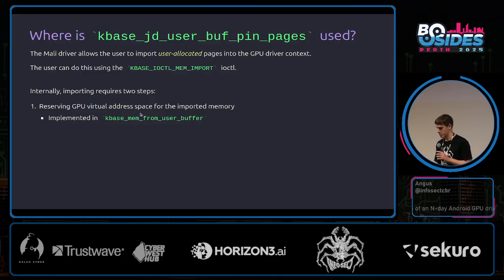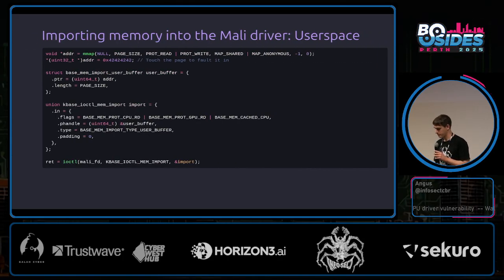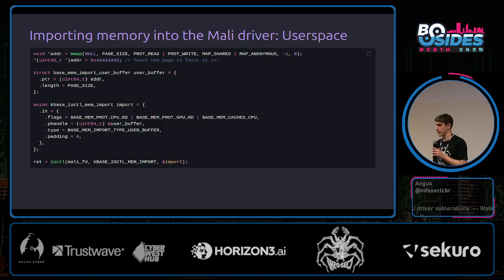And this is done in a function in the kernel called kbase_mem_from_user_buffer. The second step is the memory that we want to import, we need to pin that so that the kernel can access it and use it. Now there are two ways this can be done. It can be done immediately, at the same time that we import the memory, in that same kbase_mem_from_user_buffer function. Or alternatively, you can put off the pinning step until later on, when we actually go to do a job with the GPU and do something with the data. And this is where the kbase_jd_user_buf_pin_pages function that contains our vulnerability is actually used. So let's walk through an example of how a user might do this.